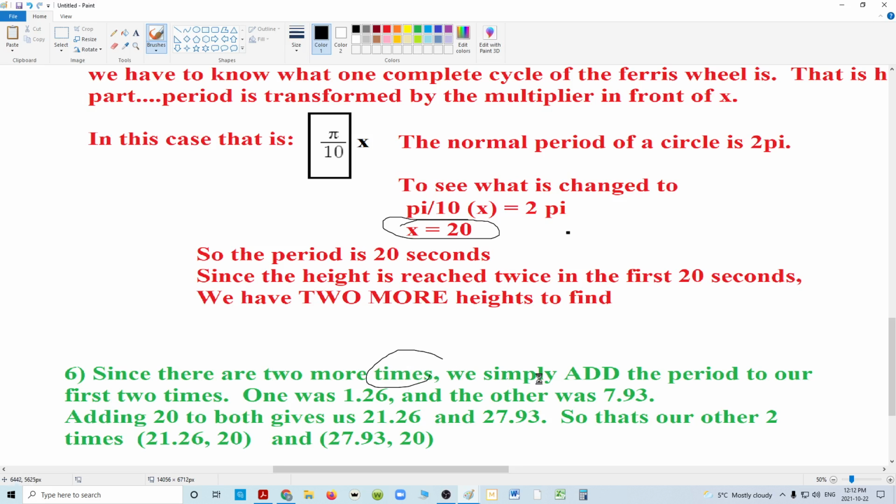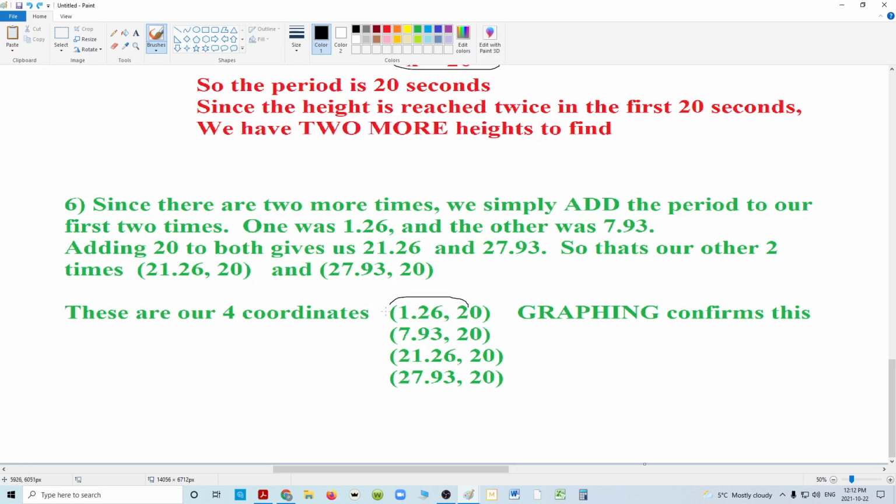Since there are 2 more times, we simply add the period to our first 2 times. One was 1.26, so the other was 7.93. So adding 20 to both gives us 21.26 and 27.93. So that is our other 2 times. These are our 4 coordinates. They all have a height of 20, and graphing will confirm this.